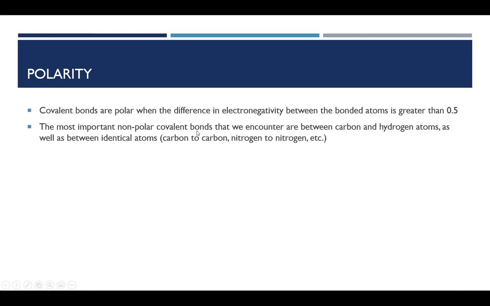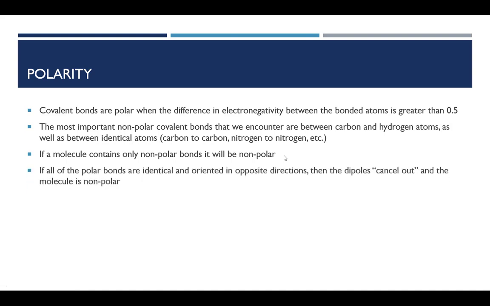So the nonpolar covalent bonds that you see are between carbon and hydrogen. Carbon has an electronegativity of 2.5, hydrogen 2.1, so the difference is 0.4. So that would make this a nonpolar bond, any carbon-hydrogen bonds. And whenever you have identical atoms bonded together, those are nonpolar bonds. So carbon to carbon, nitrogen to nitrogen, hydrogen to hydrogen, etc. If a molecule only contains nonpolar bonds, we would expect it to be nonpolar overall.